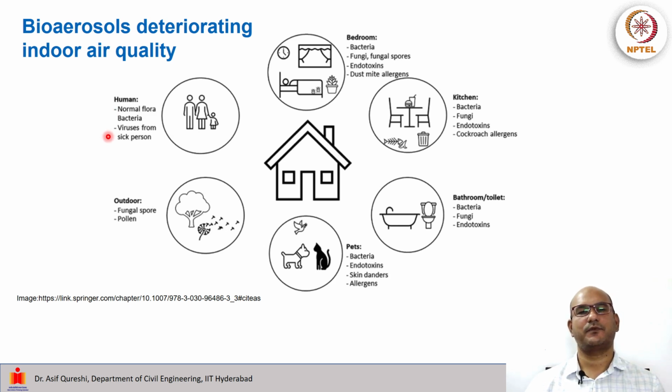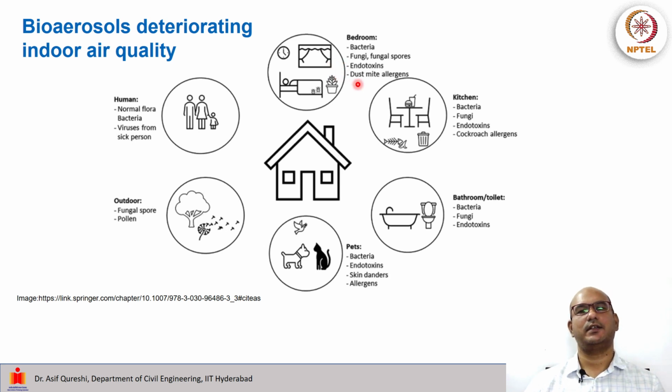So some of the things, like when we speak, of course microbes are coming out, but they may be normal. The issue becomes when a person is sick, and then for example sick from viral infection, and then the person can release the viruses. That will become a problem that relates to the poorer indoor air quality. In the bedroom, as we already seen, we can have bacteria, fungi and fungal spores. We can have this endotoxin.